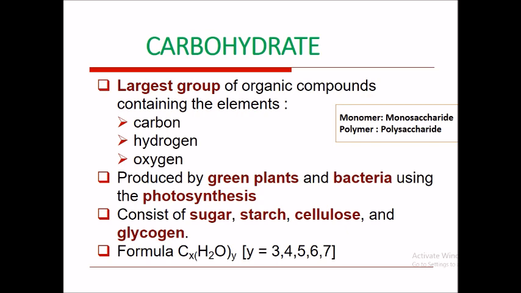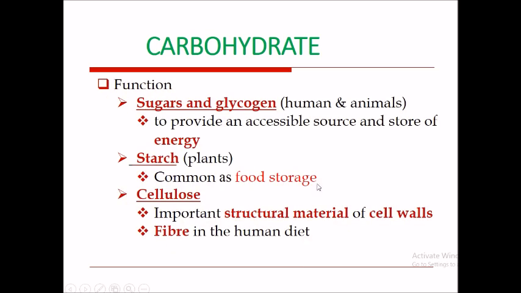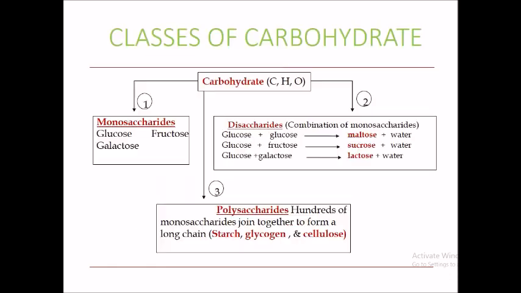Examples of carbohydrates are sugar, starch, cellulose, and also glycogen, where the formula of the carbohydrate is CnH2nOn, where n is equal to either 3, 4, 5, 6, or 7. Okay, so the functions of carbohydrates can be as a source of energy, for food storage, and also for the structure of the plant cell wall.